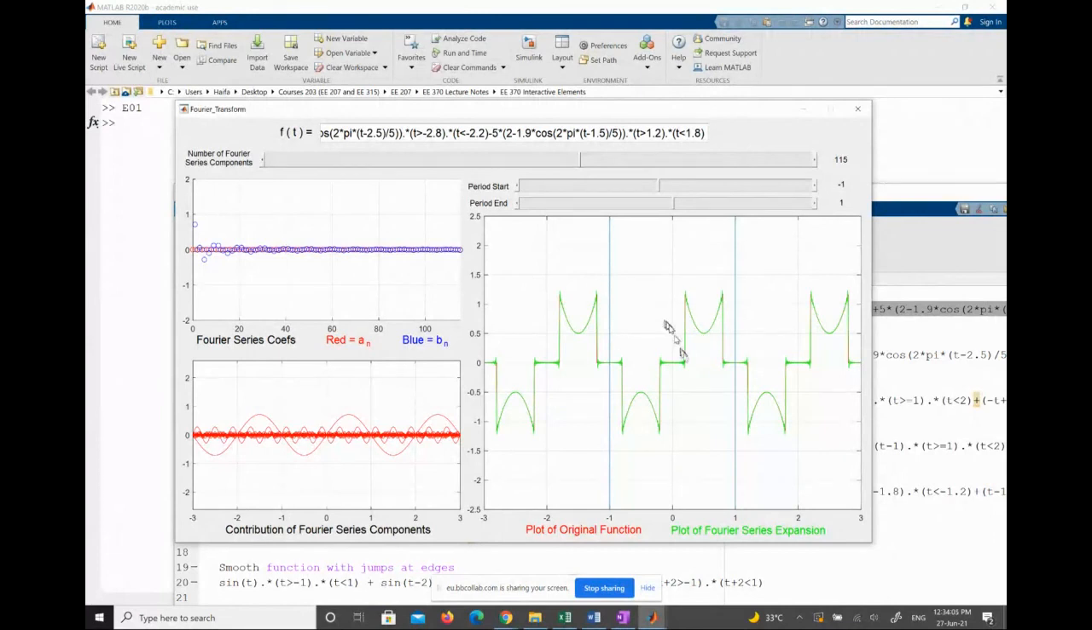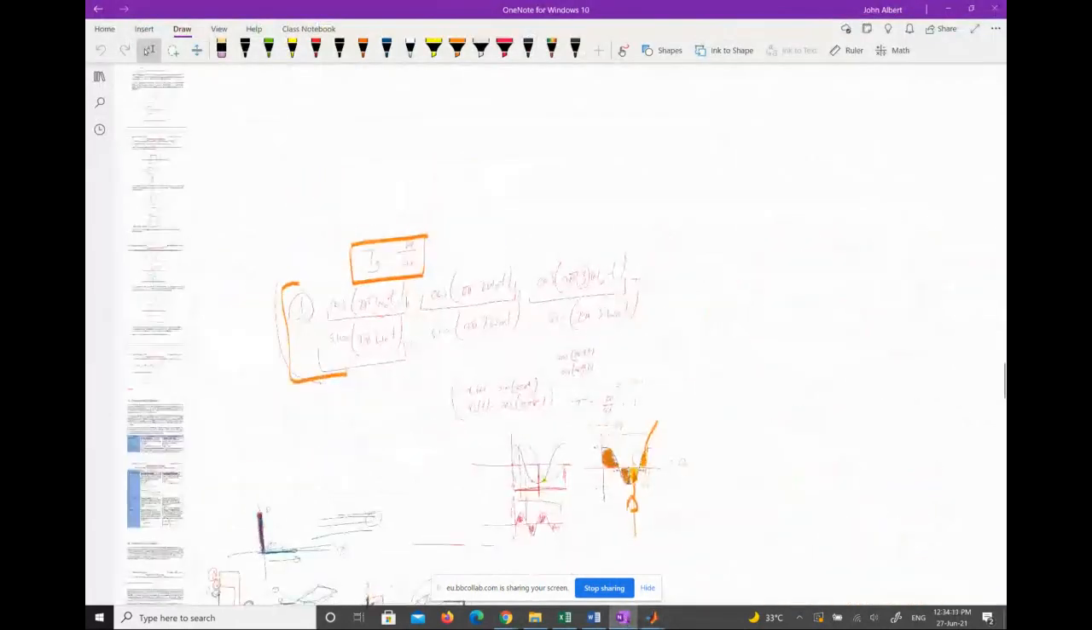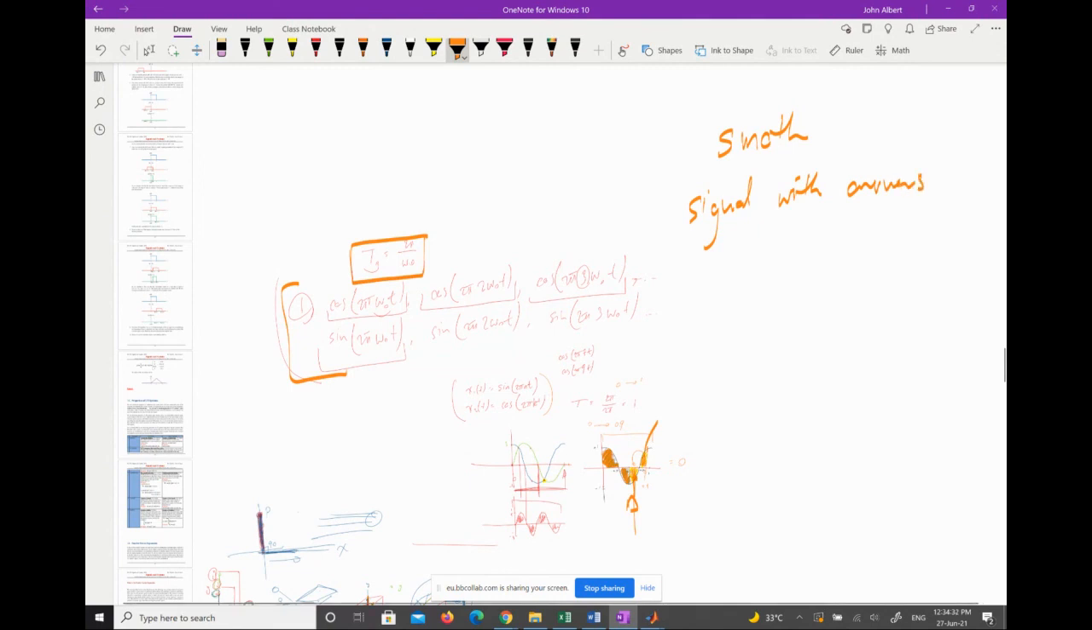But again, for example, let me go to OneNote and write it this way. For example, if I have a smooth signal, and then a signal with corners. What I mean by corners are sharp changes. A line that is increasing and then suddenly it decreases, something like this. Corners. Okay, and then signals with discontinuities. And then signals with impulses.